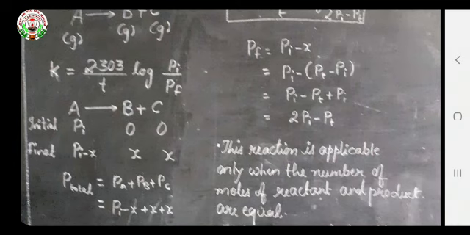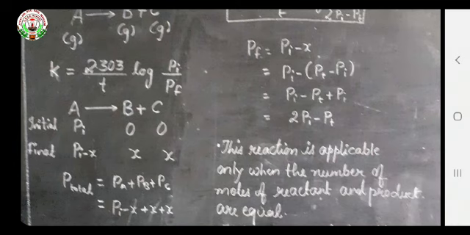For initial, we have A gives out B plus C. Initial pressure of this is taken as Pi, and for the products we have 0. For final we have Pi minus x, and for the products we have x and x for both B and C.